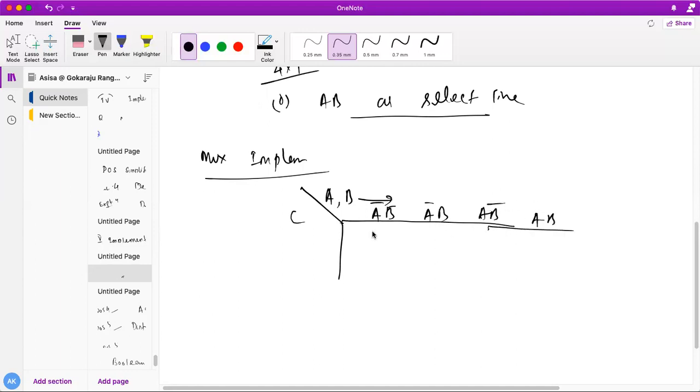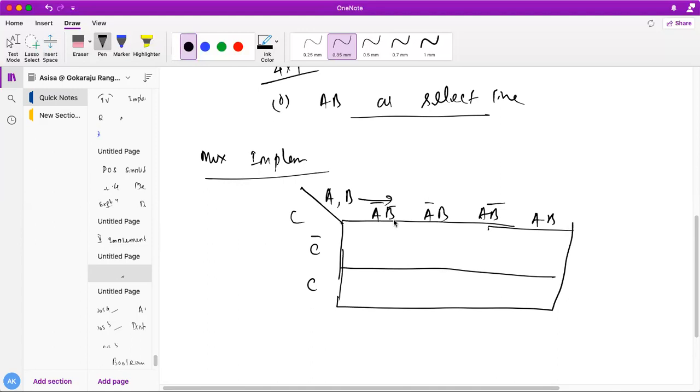So these are the particular 4 combinations that can be possible. For C there are C bar and C, 2 different combinations. Then you can write down those min-term positions over there. So how can you find out?